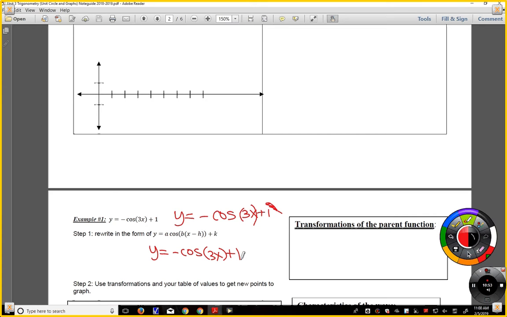Okay. But then we need to be able to identify the transformations here. It's going to help you two ways. One, you're supposed to be able to do that. That's like one of our requirements. But also, two, it's going to help you know how to measure the period and the different things as they change. Okay. So what kind of transformation does the negative out here cause?